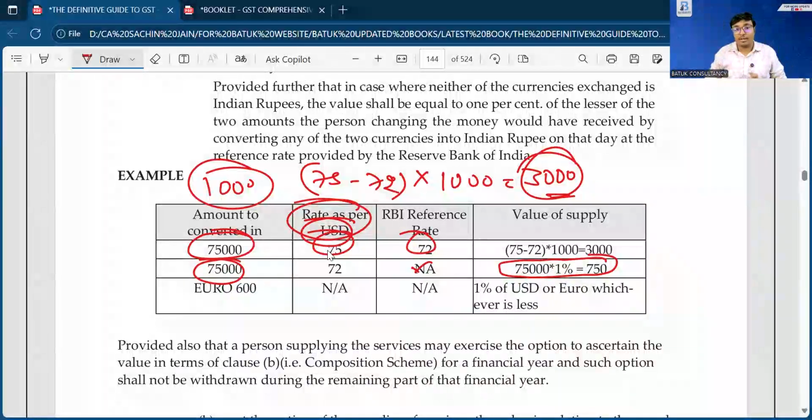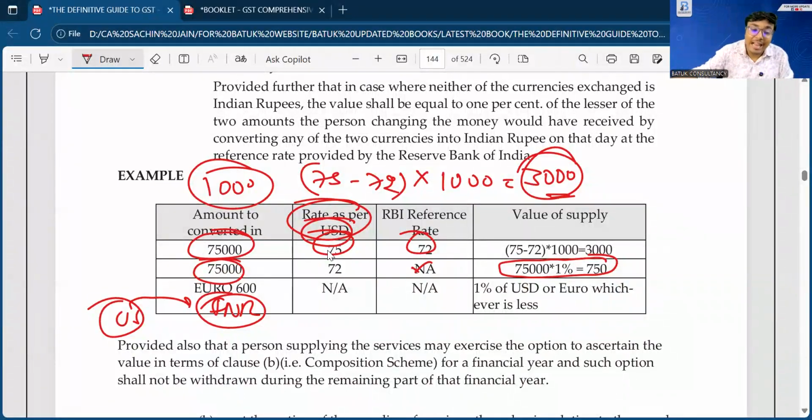Uska main 1% le lunga. That means I have US dollars, so I have to convert that US dollar into Indian currency, and I also need to calculate how much euro I can buy with that Indian currency. I have to calculate 1% of both, and whichever is less, that will be treated as your value of supply, and the bank has to pay GST accordingly.